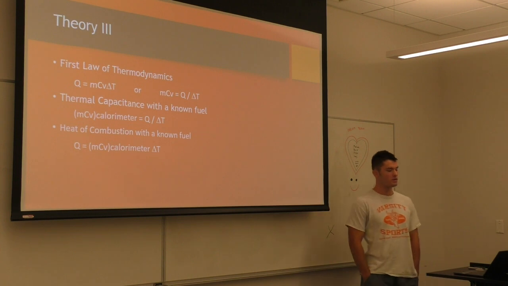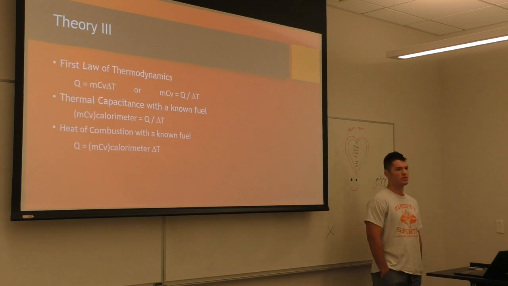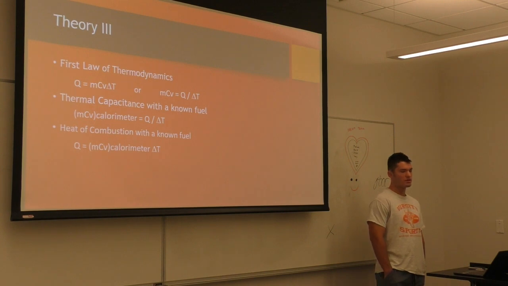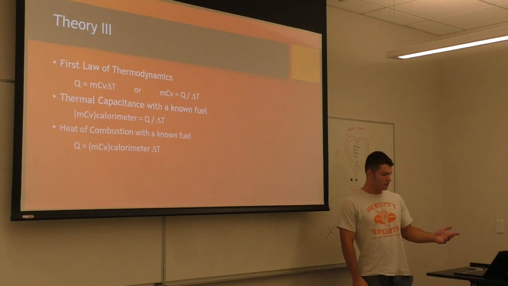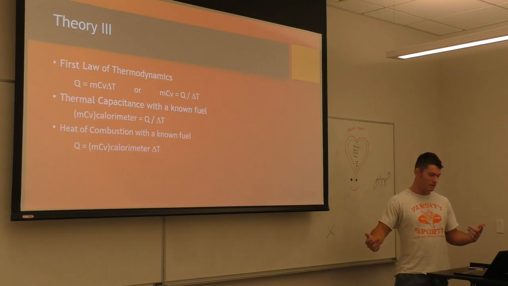So the three equations used are based upon the first law of thermo. Q equals mass times CV times delta T, so thermal capacitance times the change in temperature. And this can be manipulated into whatever form of the equation you want. If you want to put it in terms of thermal capacitance or delta T, whatever form you want, you can. And you have heat, thermal capacitance, and heat of combustion with the known fuel.